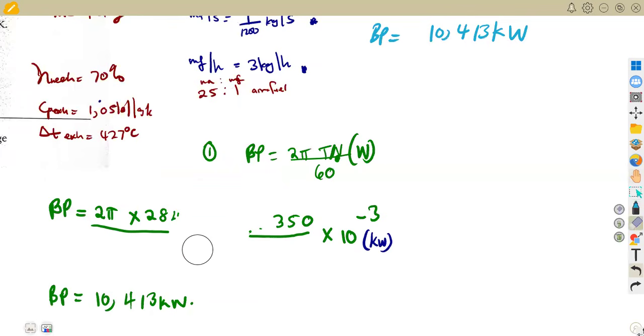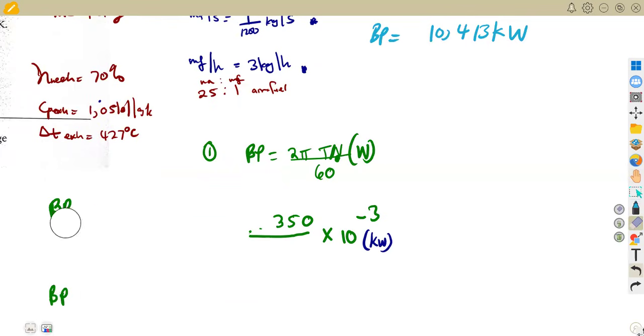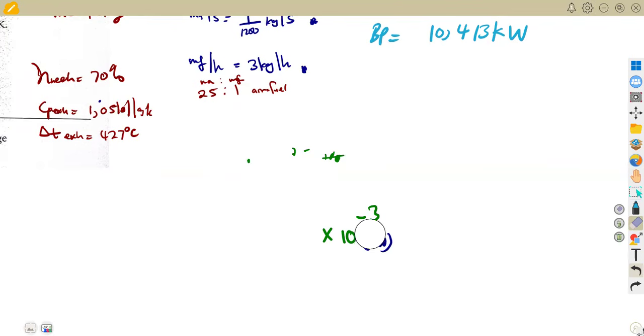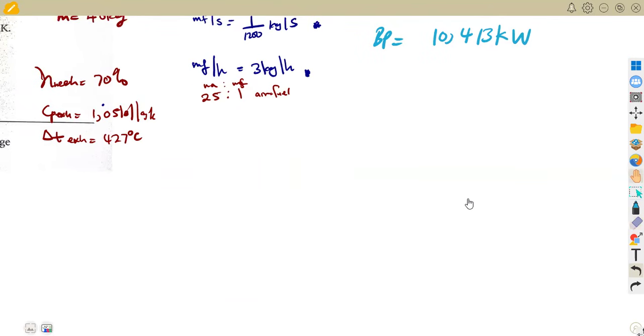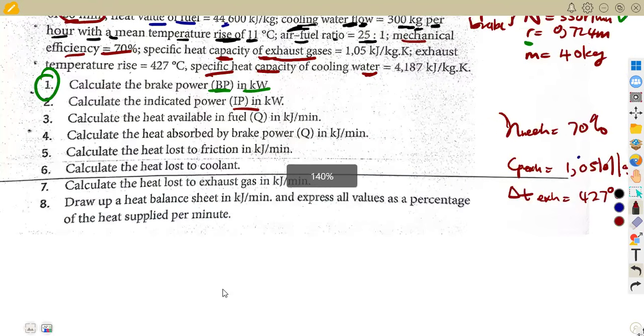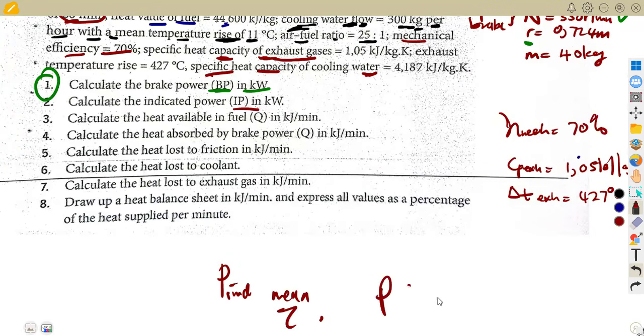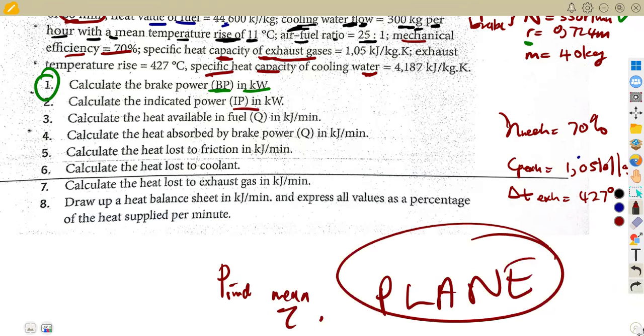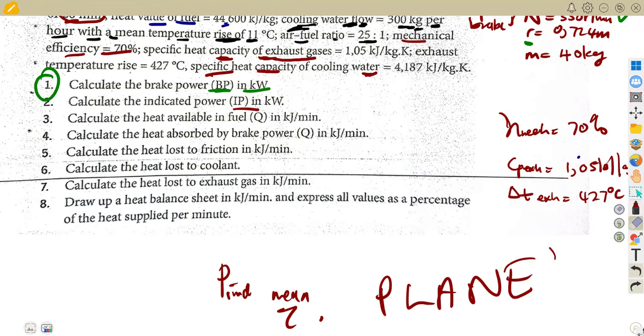So these are the questions that should be given, and they need you to understand how to apply these formulas, just like this. All right, let's check another question: the indicated power in kilowatts. We are not given the indicated mean pressure, the effective mean pressure. If we were given that, we would think about the formula, but we do not have that.